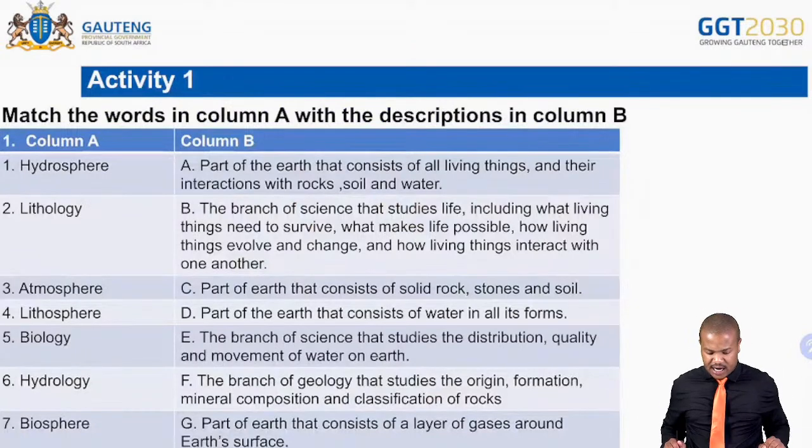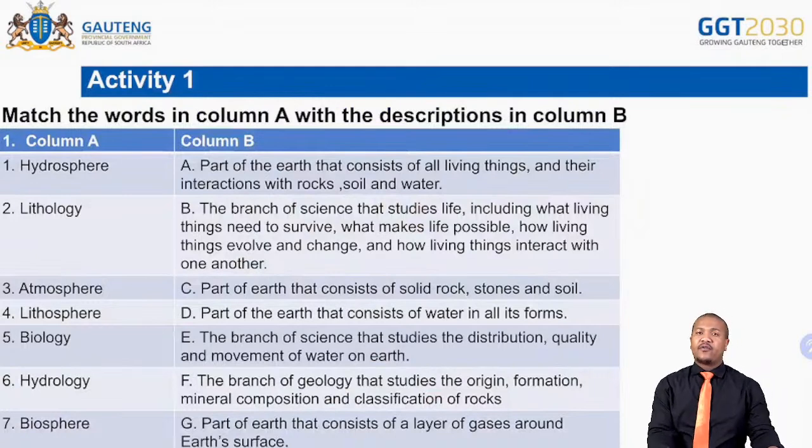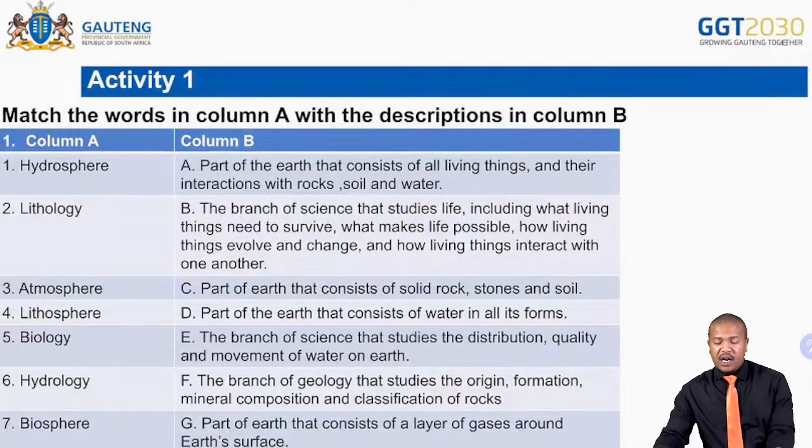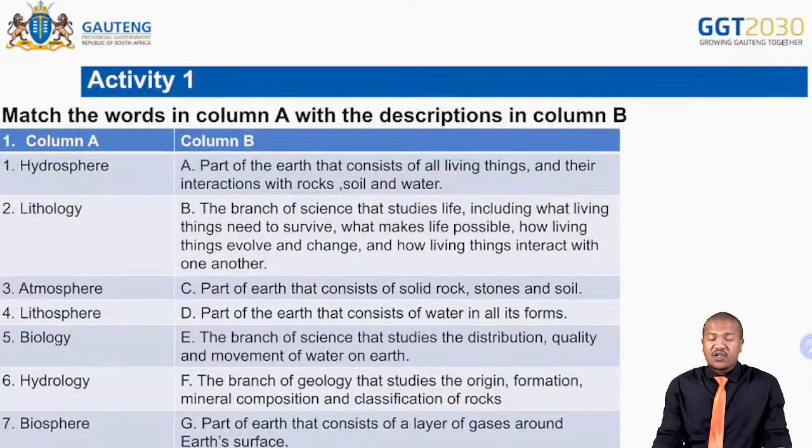So now, I want us to quickly look at this activity so that we can test how far we understand. It says match the words in column A with the descriptions in column B. Where you have column A, you have hydrosphere, lithology, atmosphere, lithosphere, biology, hydrology, and biosphere. You simply have to match column A with column B. Since you have to draw a table as well, I'll give you 5 minutes to complete this activity. Then after that, we shall mark together.